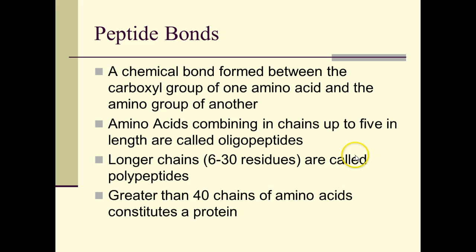Within the amino acids, we have something called a peptide bond. A peptide bond is a chemical bond formed between the carboxyl group of one amino acid and the amino group of the other. Amino acids combining in chains up to 5 in length are called oligopeptides. When we get longer chains, which could be 6 to 30 amino acids in a row, we call them polypeptides. And when we get more than 40 amino acids in a row, it constitutes a whole protein.